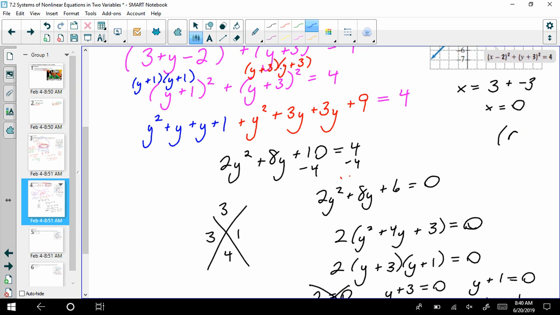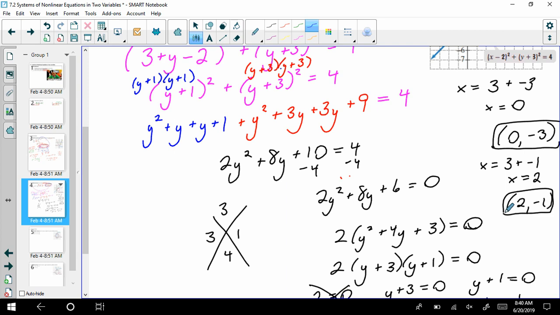In the ordered pair, the x coordinate is always first. Even though we found the y first, the x coordinate is still first. So there's one answer. Now I'm going to substitute in my other y value, which we said was -1. And I get out 2. So that ordered pair should be 2, -1. And there are my 2 answers that I saw on the graph.